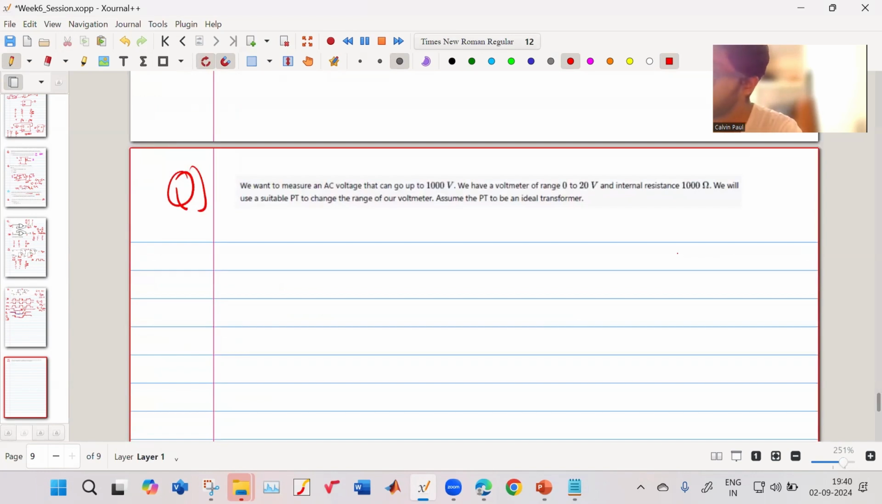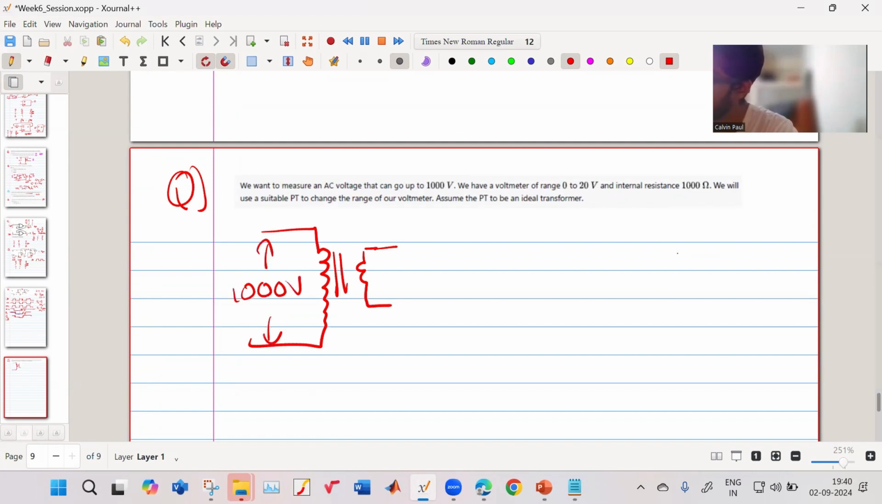So we have a PT. It is measuring some low voltage. Let us say this is 1000 volt. And we have a voltmeter whose range is 0 to 20 volt, and its internal resistance is 1000 ohm. Now we have to use a suitable PT to change the range of the voltmeter. We have to assume this PT to be an ideal transformer.